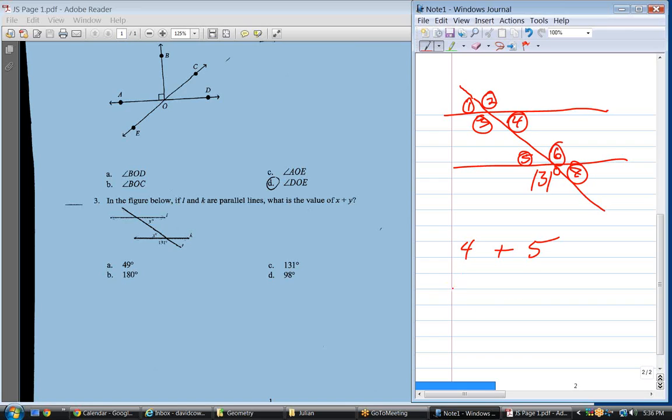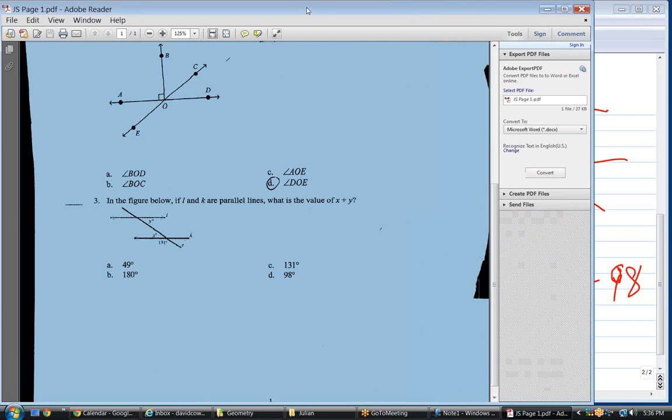Okay. And if x is 49, then y has to be 49. So their sum is 98. They are not supplementary, they are the same. But 5 is supplementary with 131. That's what makes it 49.